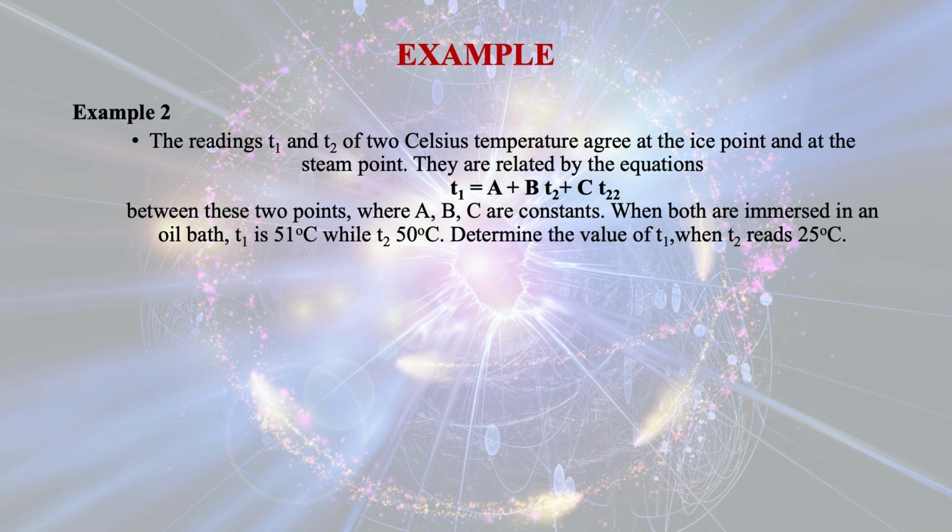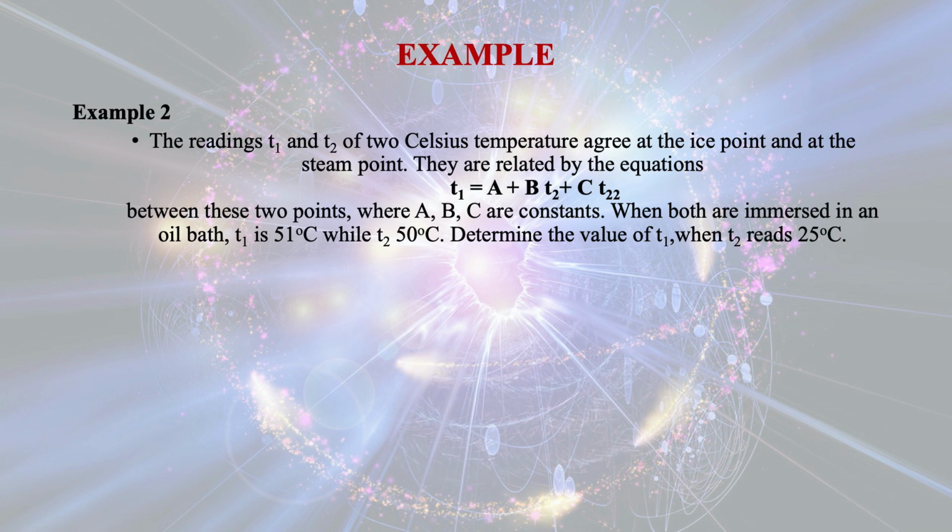The readings T1 and T2 of two Celsius thermometers agree at the ice point and at the steam point. They are related by the equation T1 is equal to A plus B T2 plus C T2 square between these two points, where A, B, C are constants. When both are immersed in an oil bath, T1 is 51 degree centigrade while T2 is equal to 50 degree centigrade. Determine the value of T1 when T2 reads 25 degree centigrade.